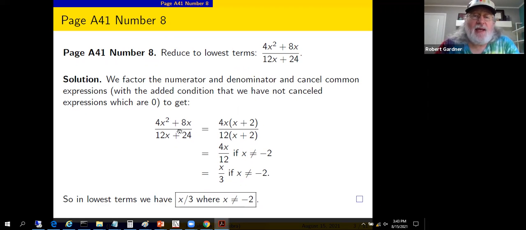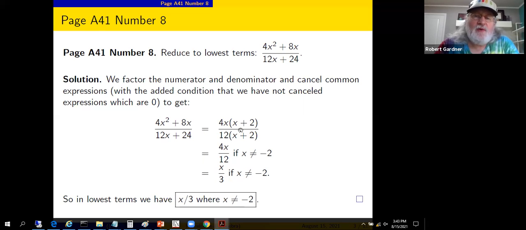4x squared plus 8x. Anything in common? A 4 is common to both, and an x is common to both. So let's factor 4x out. That'll leave us with x plus 2, right? Let's distribute and check that. 4x times x is 4x squared. 4x times 2 is 8x, right? 12x and 24, we can factor 12 out, and that's all. So we'll get 12 times x plus 2. Hey, and there's a common expression that can be canceled if we're sufficiently careful.